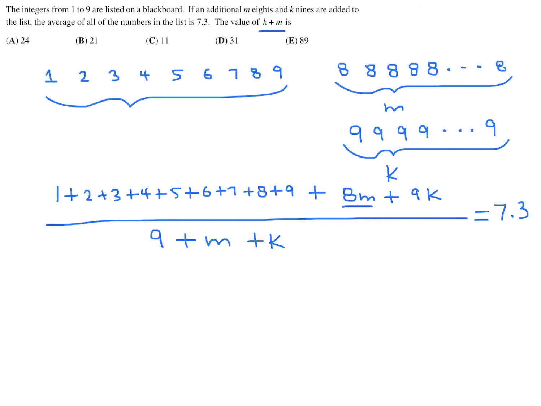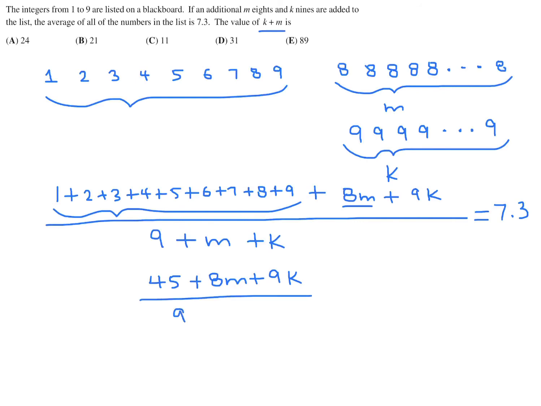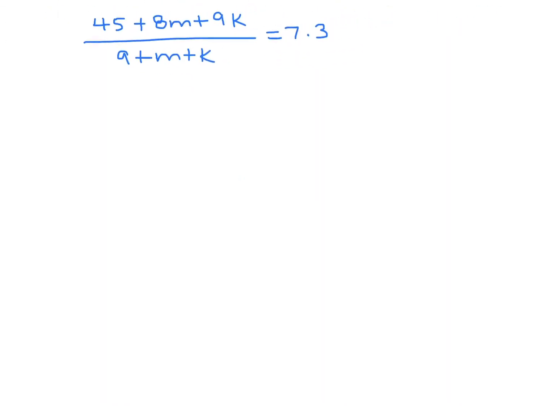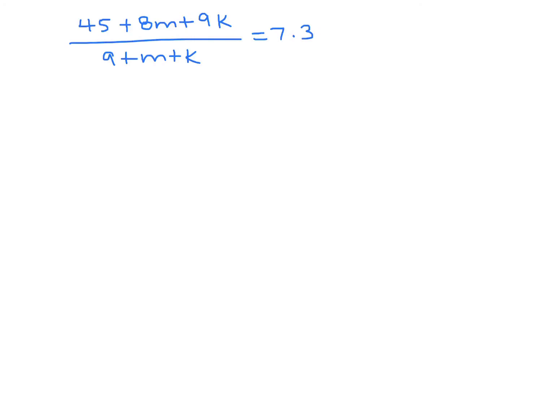All right, let's proceed with this. This sum here is 45 plus 8m plus 9k over 9 plus m plus k, and that is 7.3. All right, let's move this up. Now, at this point, where do we proceed? Do we cross multiply and all that?